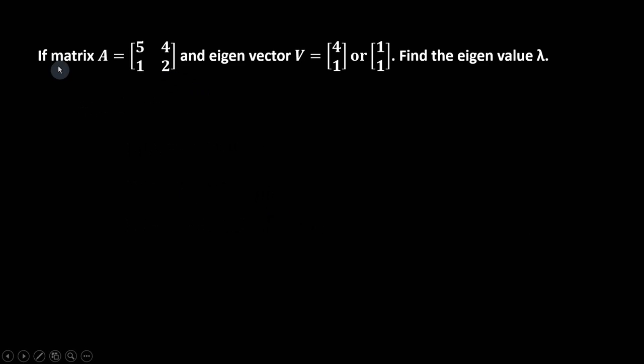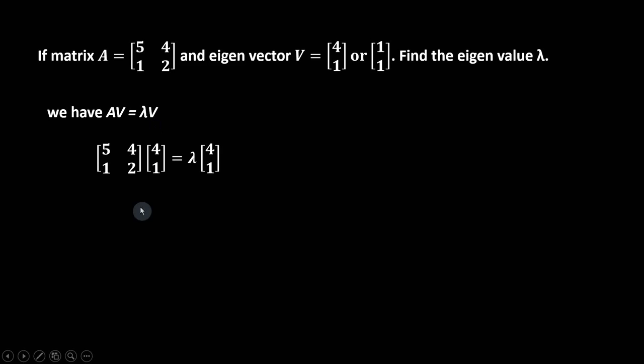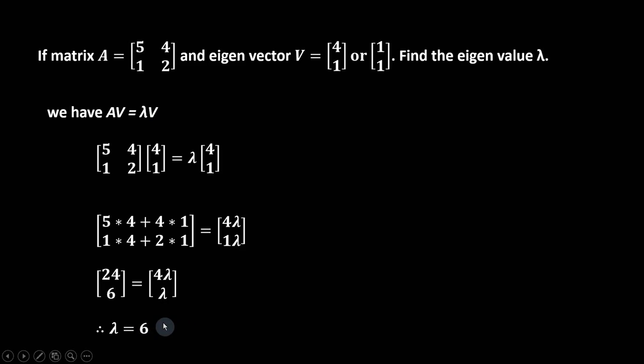Now the first example: the matrix A is a 2 by 2 matrix having the first row 5 4 and second row 1 2, and we need to find out the eigenvalue lambda. In the first case the eigenvector V is equal to [4 1], in the second case the eigenvector V is equal to [1 -1]. Now consider the first case where V is equal to [4 1]. We already know that the relation is AV is equal to lambda V. By substituting the values of A and vector V, we will get lambda is equal to 6.